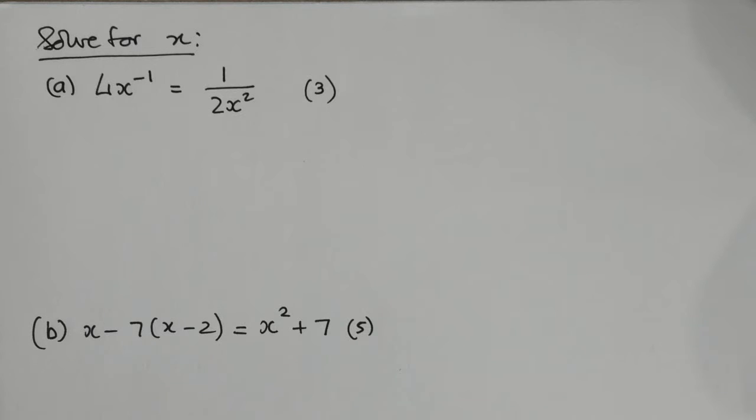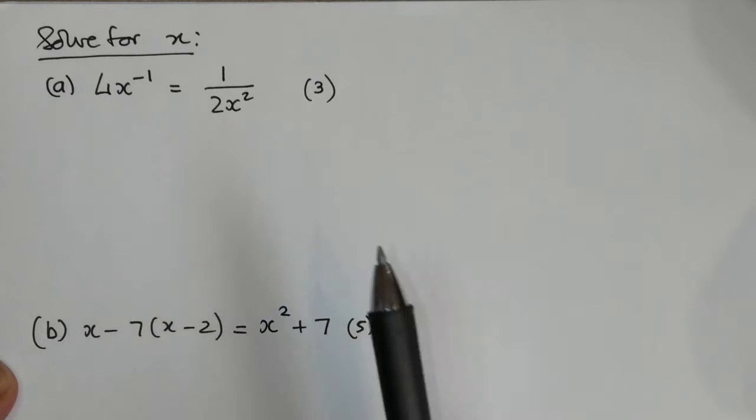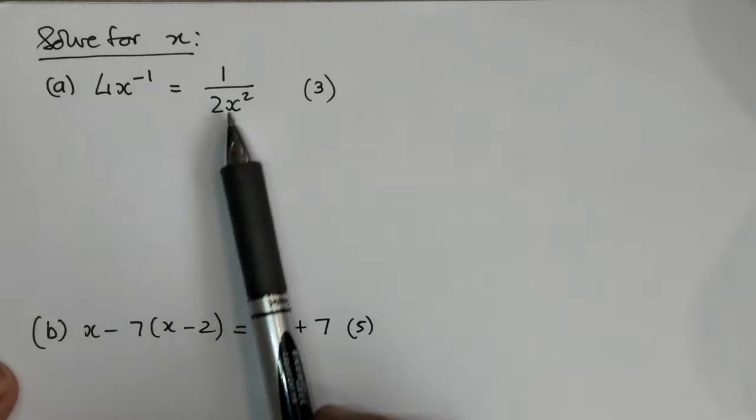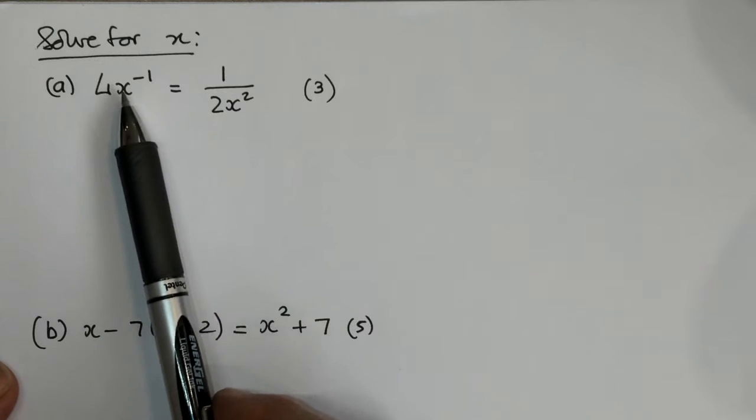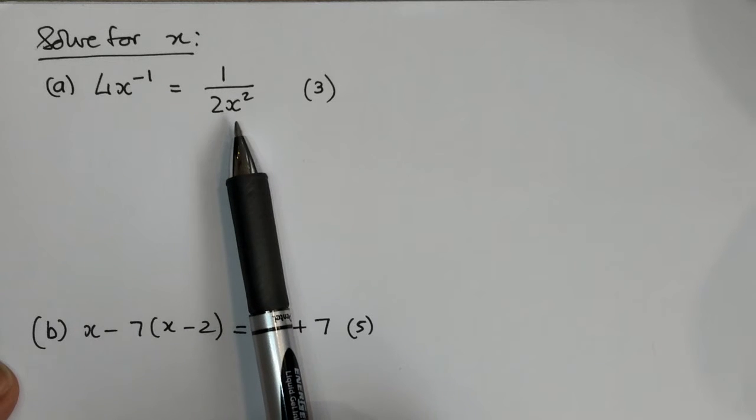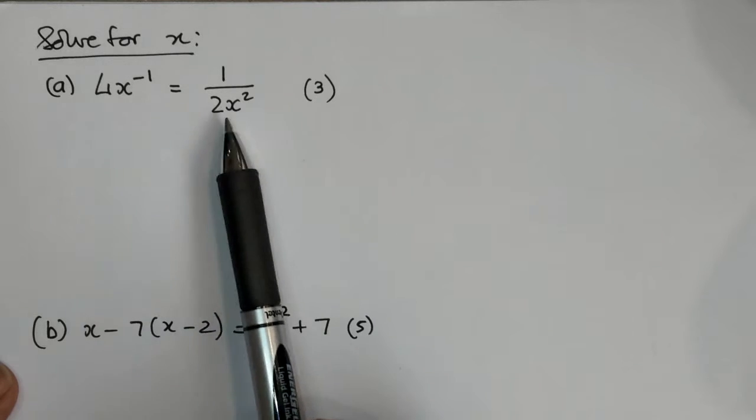Okay, the next component of the paper was dealing with solving of equations. You had to solve for x under specific conditions. Here we can see the x has negative powers over it. The x is in a denominator, so we've got to watch out here.